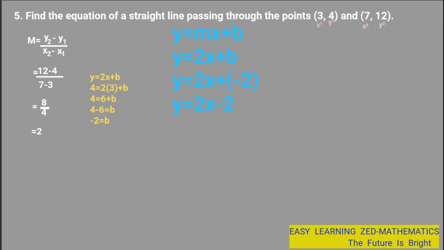Now that is the equation of a straight line passing through the points (3,4) and (7,12). So that is the equation. If you found this equation in an exam, the examiners will mark your answer correct. So this is the correct answer for question 5. Let's go to question 6.